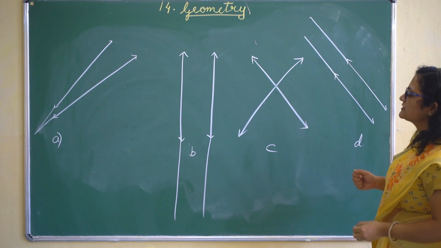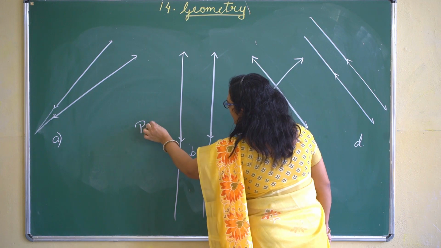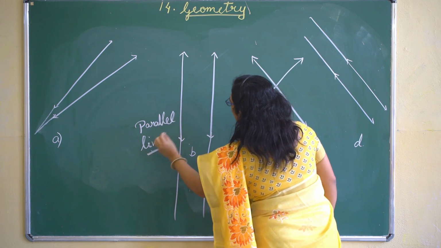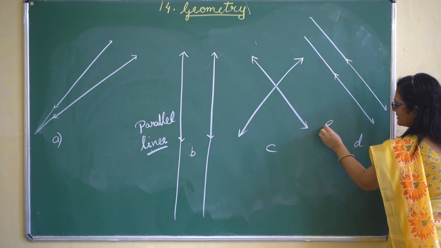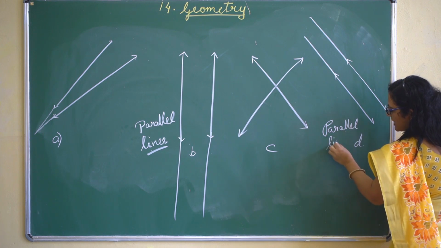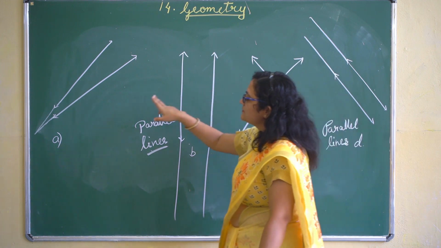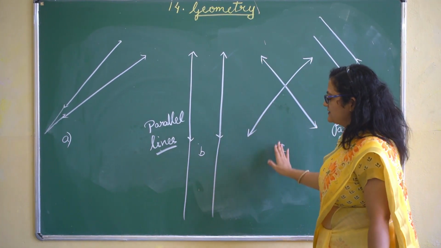Those lines that never meet are called parallel lines. This also will never meet. However much it is extended, it will never meet at a single point. So these lines are called parallel lines. Whereas these lines are meeting at some point, so these are not parallel lines.